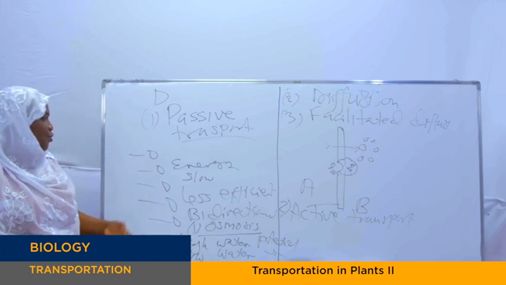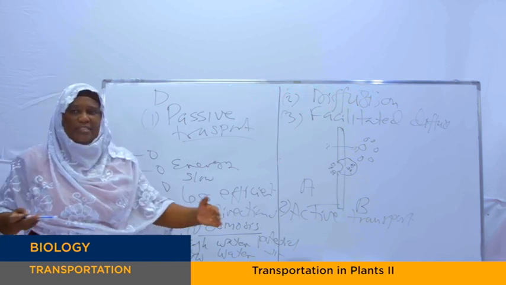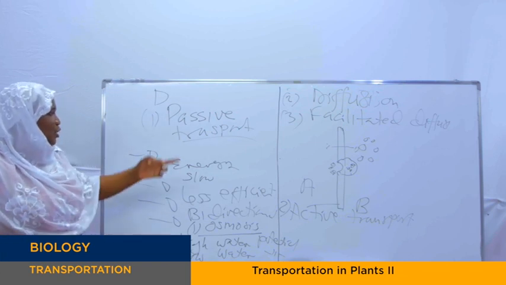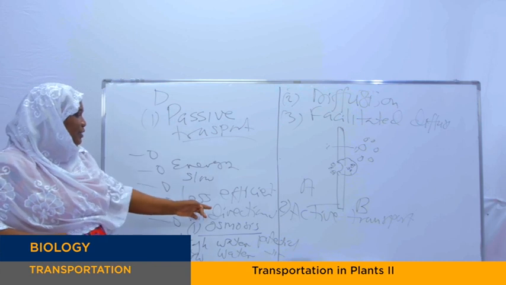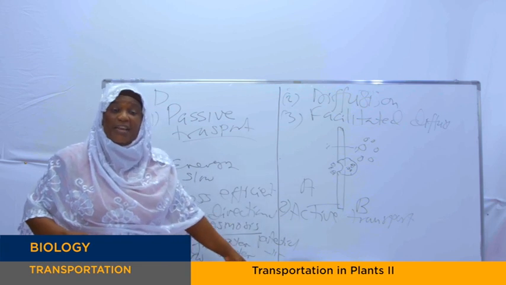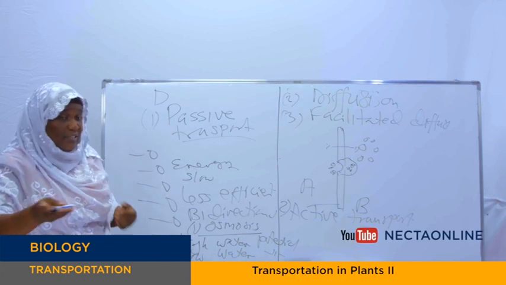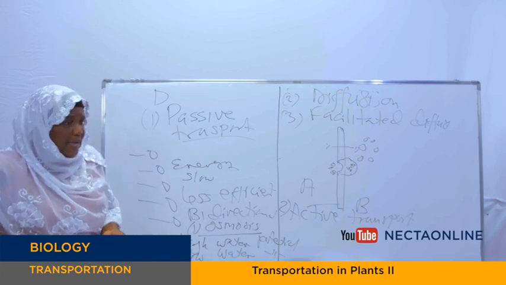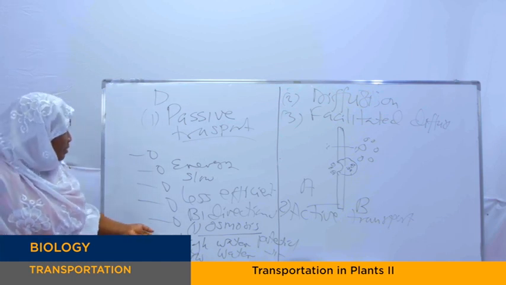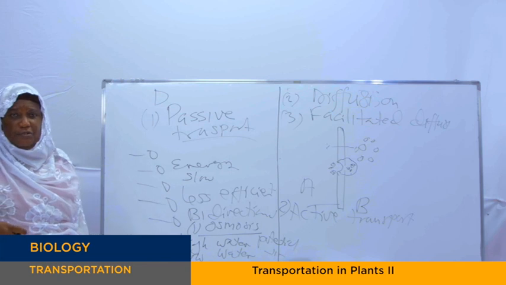Number three, you may also consider whether the materials move to both sides or only one side. When you use that criterion, you may say that passive transport is bidirectional, but active transport is unidirectional. It goes in only one direction, like a burette. When you fire it, it goes in only one direction. Okay. Another point: active transport is more efficient compared to passive transport.